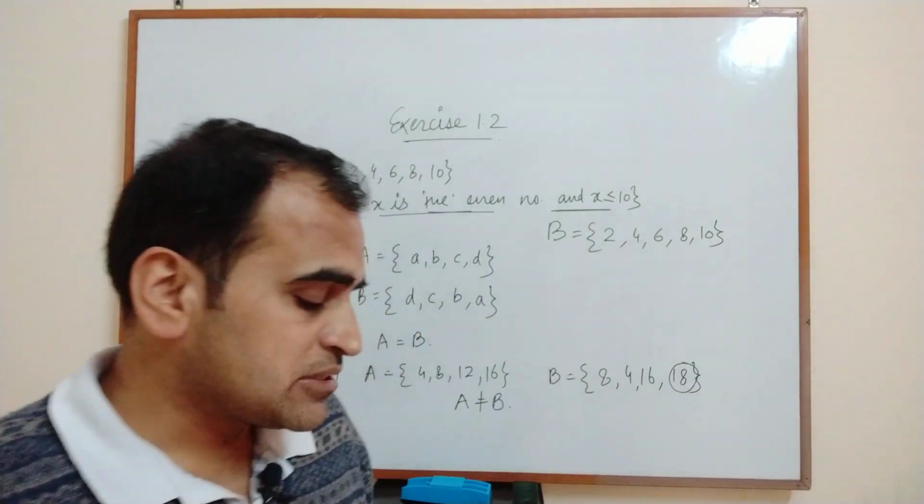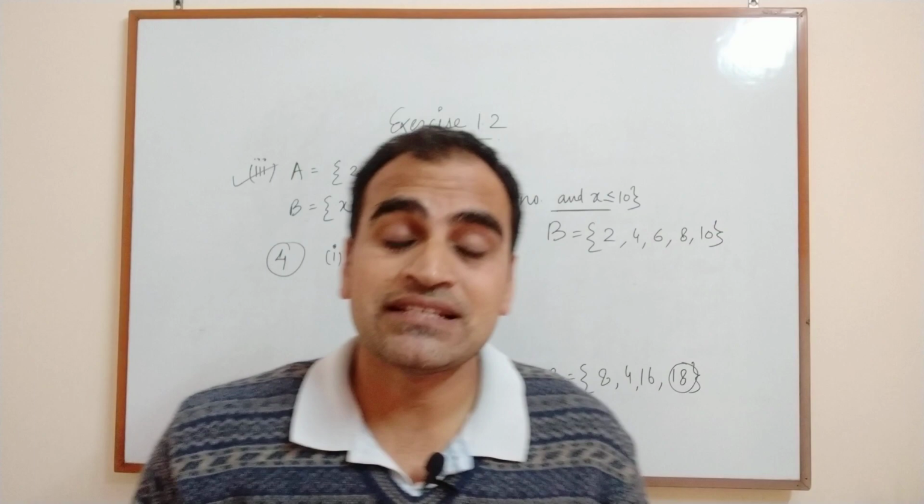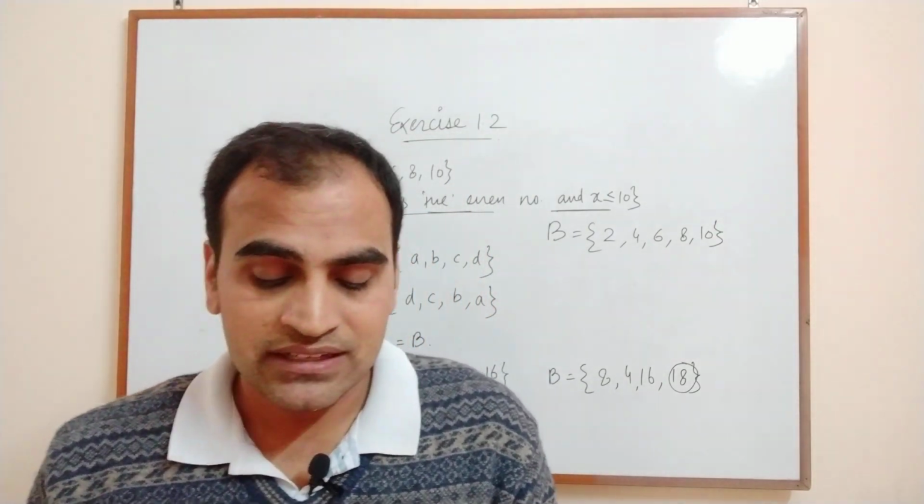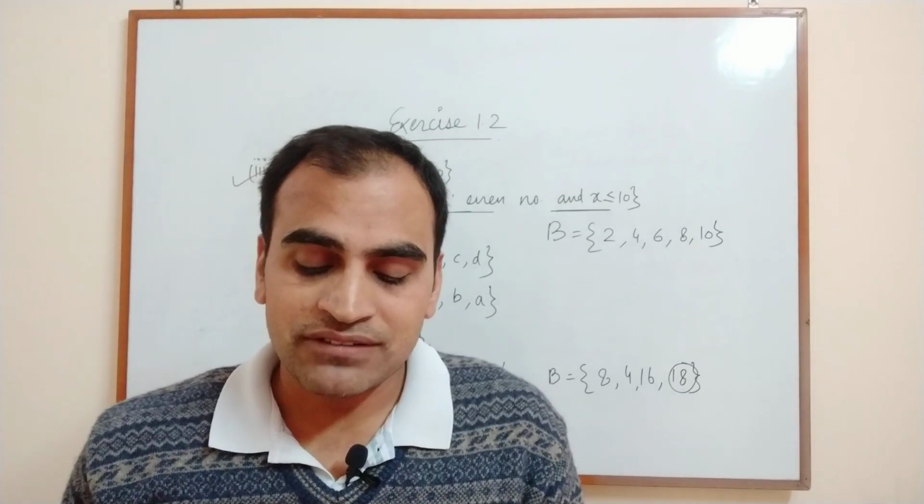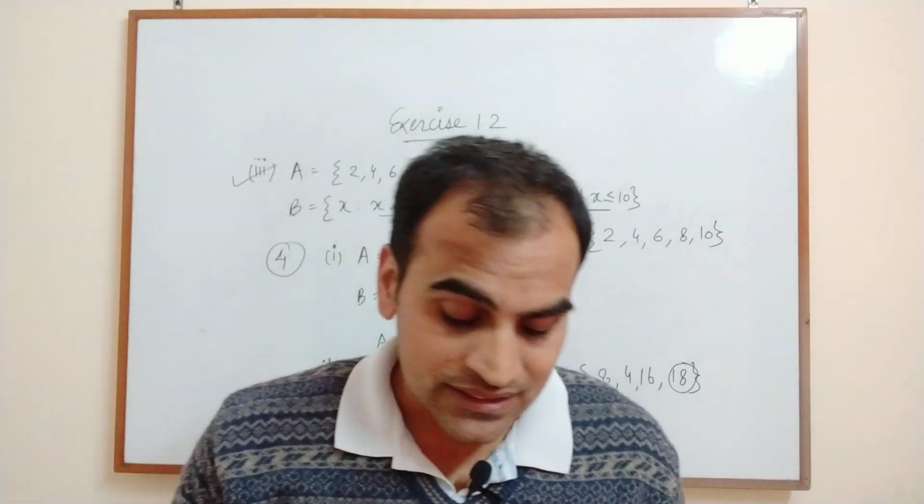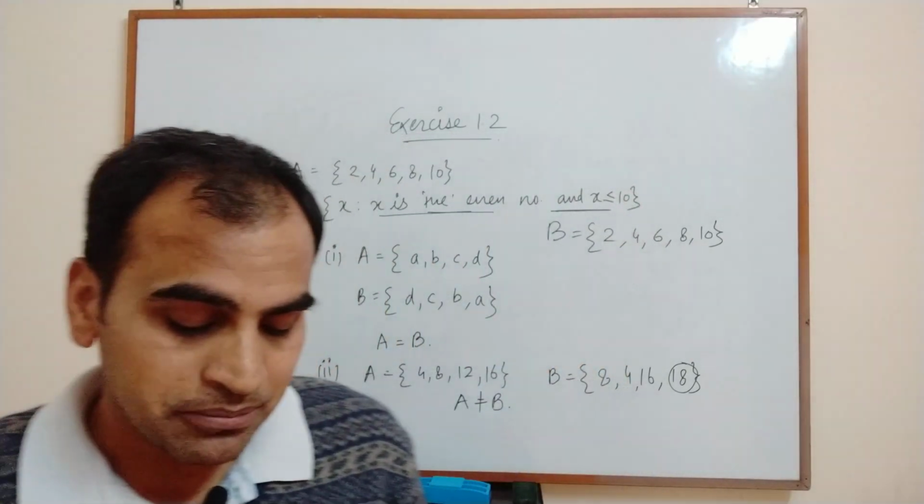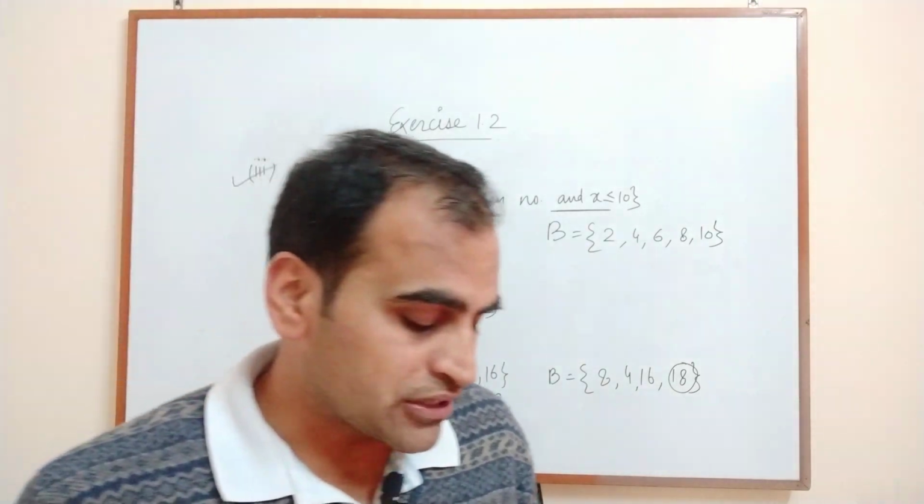Okay. In the next part we have A equals {X such that X is a multiple of 10}. And in set B we have {10, 15, 20, 25, 30}. So we can say that the sets are not equal because in set B we have 15 and 25, which are not multiples of 10.